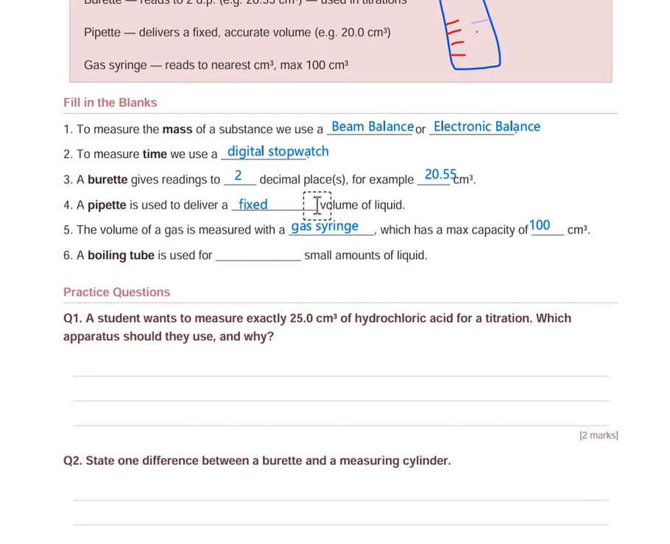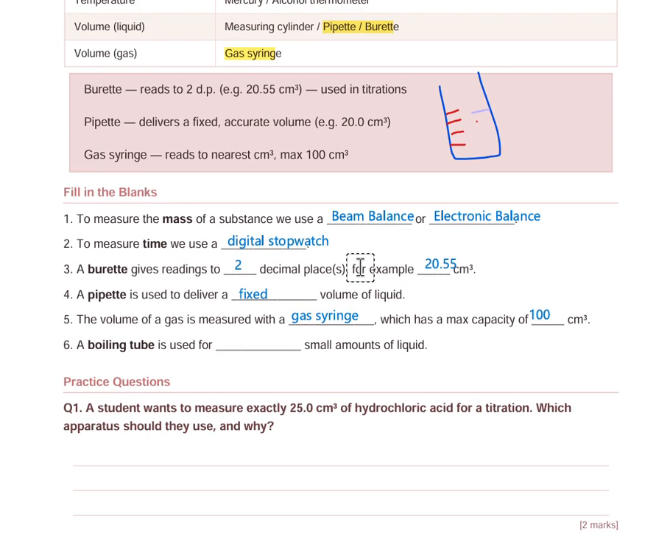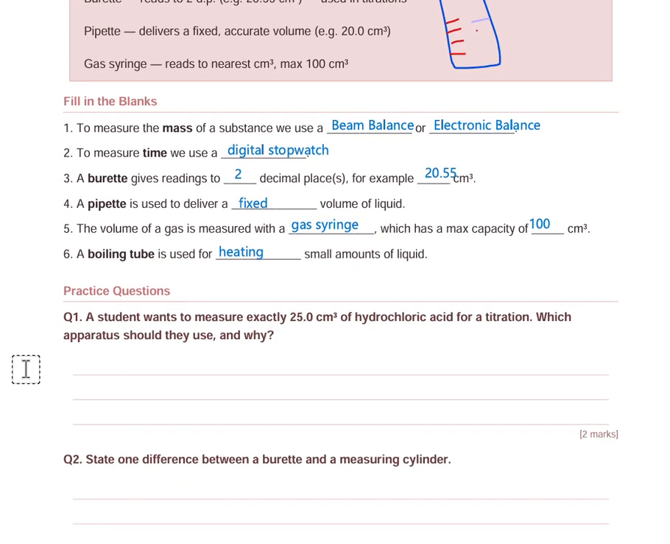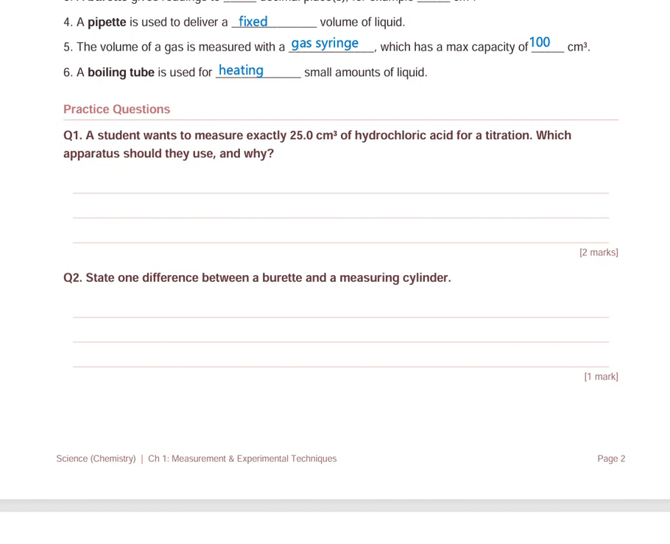It's okay. A boiling tube is used for what? Small amounts of liquid. So actually, a boiling tube is used for heating. I stated the word boiling there. It's like a common sense question, but it's okay. We are learning them on the way because science is not common sense anymore. Okay, so let's start with our first practice question.